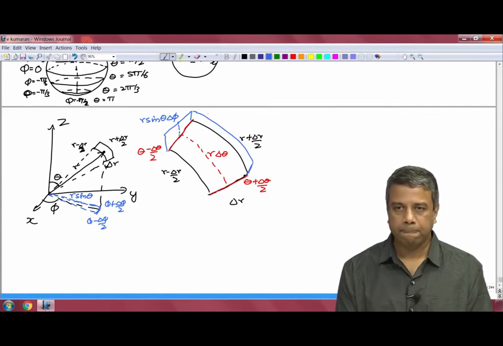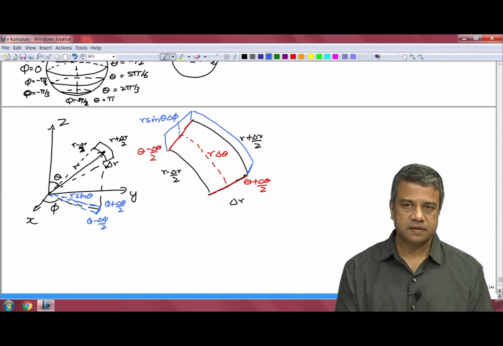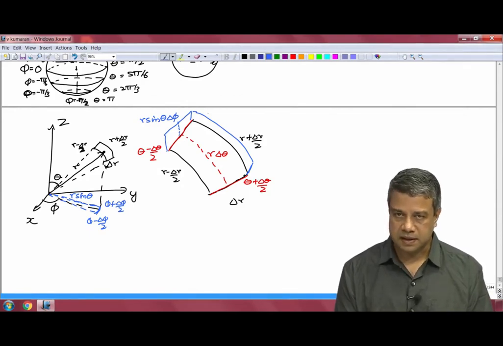So, we will continue our discussion of a shell balance for a spherical coordinate system in the next lecture. So, I will continue this discussion then.